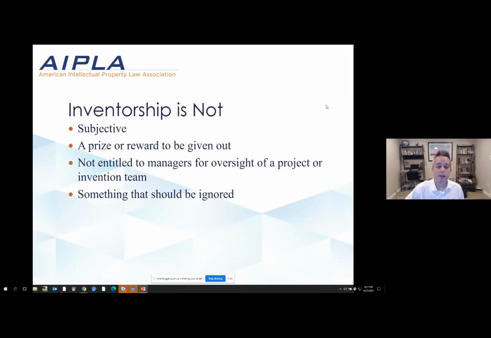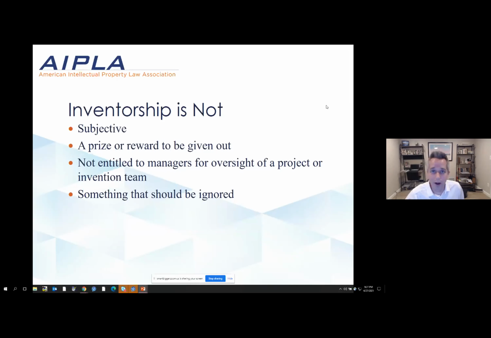So jumping into what inventorship is, I think the best way to talk about it is what it is not. It is not subjective. It's not a prize or a reward to be given out. It's not an entitlement for managers for oversight of a project, and it's not something that should be ignored.